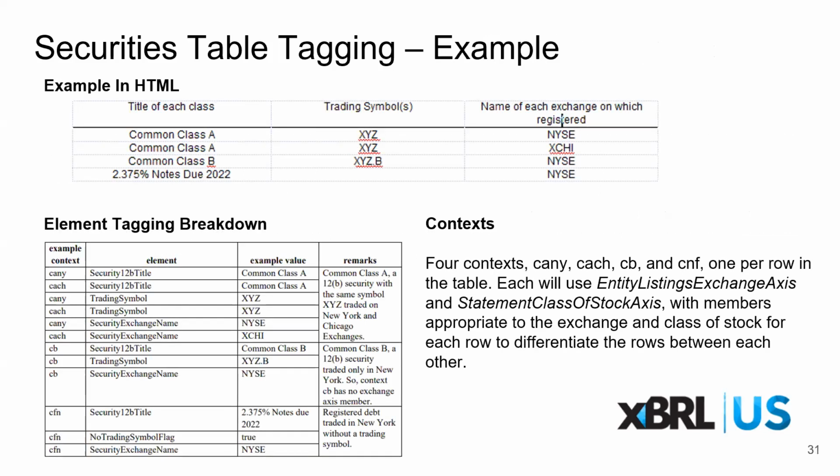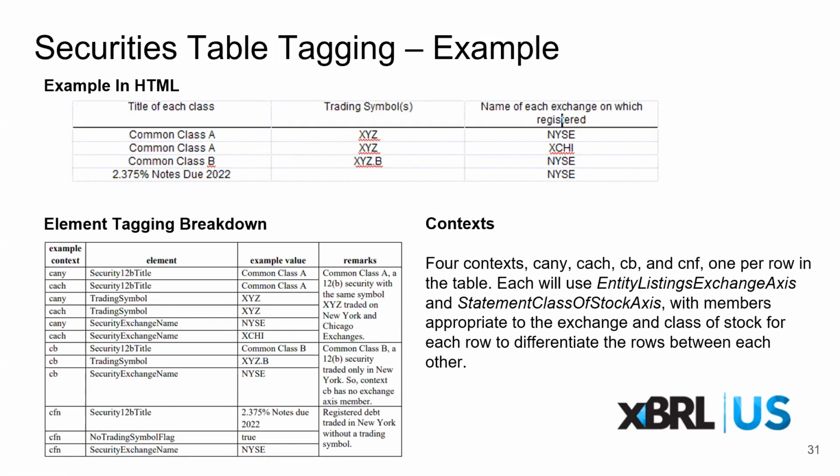So let's take a look at an example stock table. This example is from the EDGAR Filer Manual. So let's look at the HTML example of it here. We might have common class A for the Chicago Stock Exchange, and then common class B. And we also have 2.375% notes due 2020 with no trading symbol for the New York Stock Exchange. So we can see in our little table here from the EFM a breakdown of how we're tagging this.